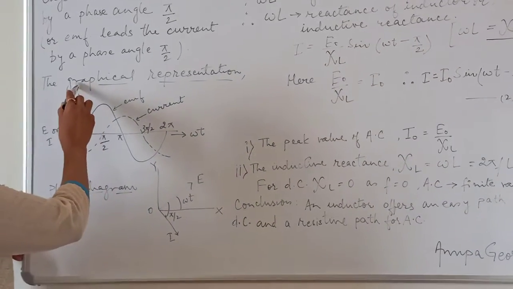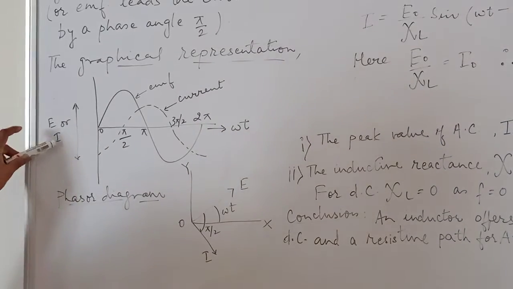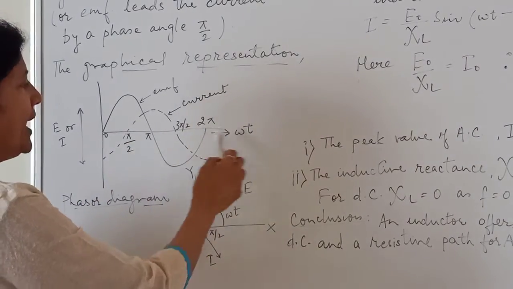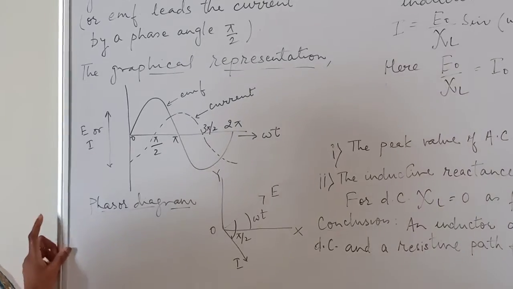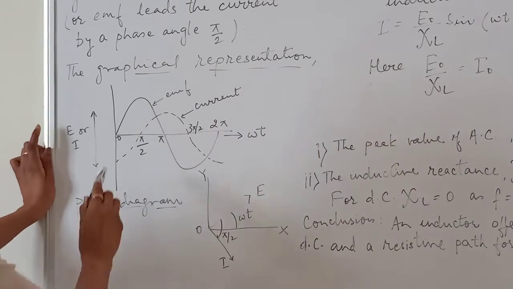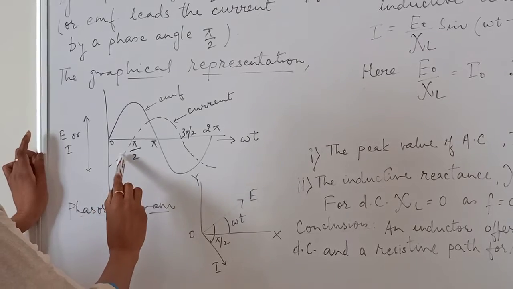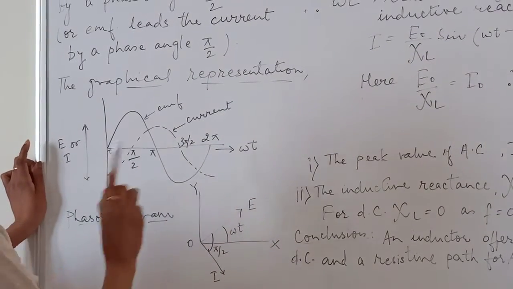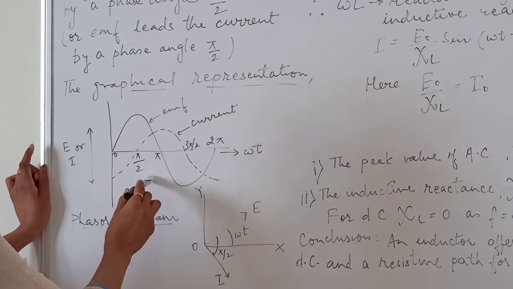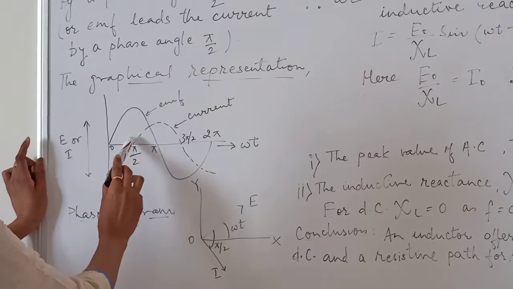Now, graphical representation of this AC through an inductor. We consider EMF E or I on this axis, and omega t as usual on the x axis. So we get this type of curve. Here the solid line represents EMF, whereas the dotted line represents current, alternating current. And the graph shows current lags behind the EMF by pi by 2.